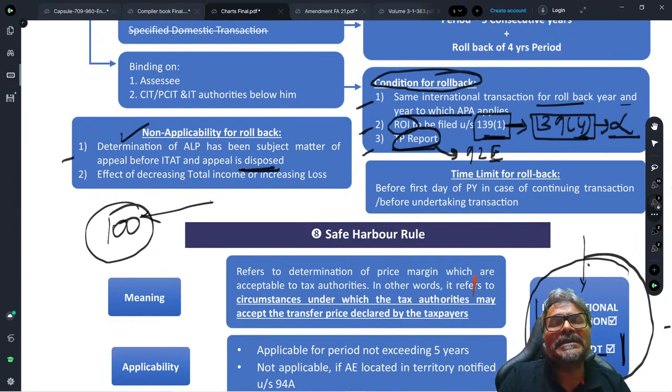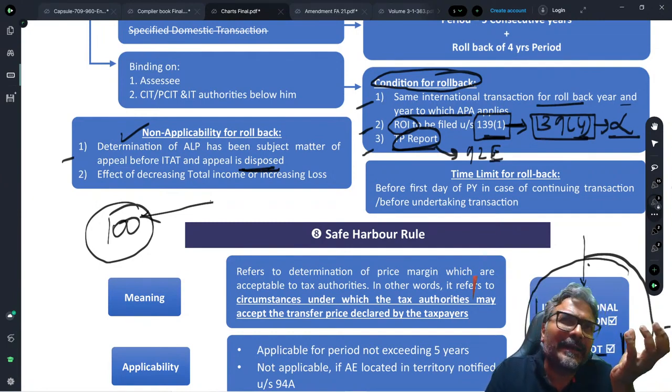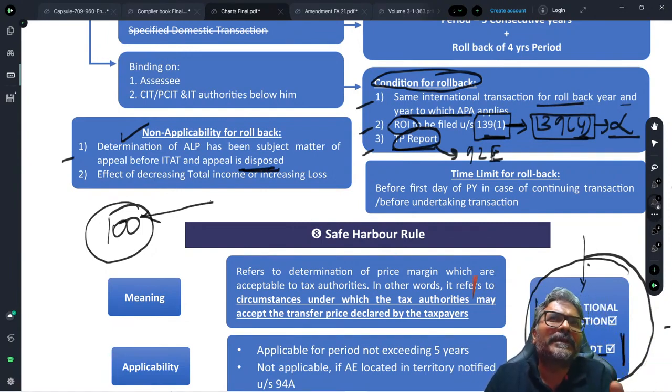The transfer pricing law, students, is it a transaction based law? Answer is yes. And the fact that the transfer pricing law is a transaction based law, every one of you will agree to this particular point, students. Being a transaction based law, primarily the entire transfer pricing chapter depends upon the facts and the evidences in the international transaction, and that ultimately decides the ALP.